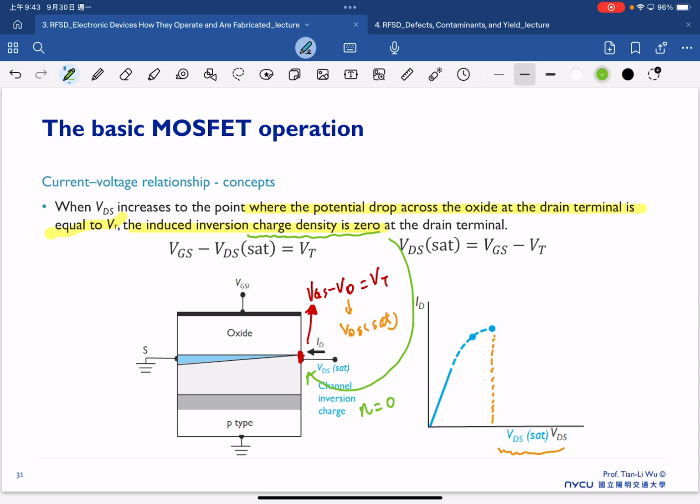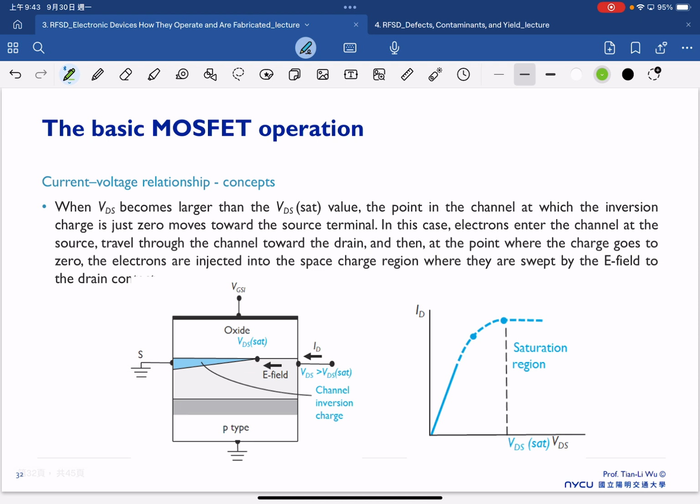Now we will be interested in knowing what happens if we further increase our VDS, and what will be the impact on our device characteristic. So the next step is we are going to continue to increase our VDS. When VDS becomes larger than the VDS sat value, the point in the channel at which the inversion charge is 0 moves towards the source terminal. So now we can see this. Originally, we had the channel go to 0 at this point, but now we continue to increase our drain bias. We start to see the channel move towards the source terminal.